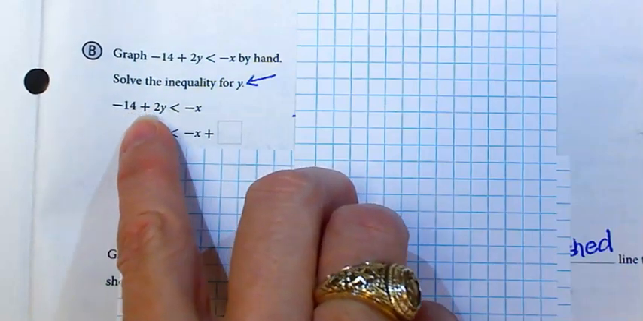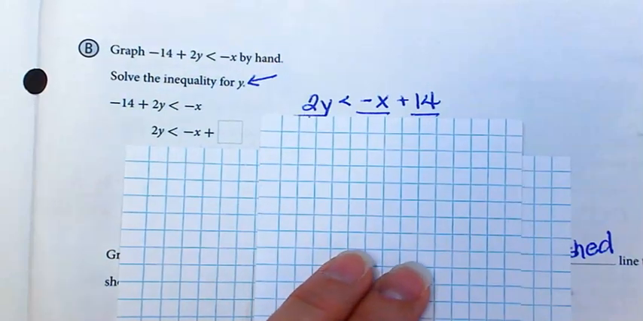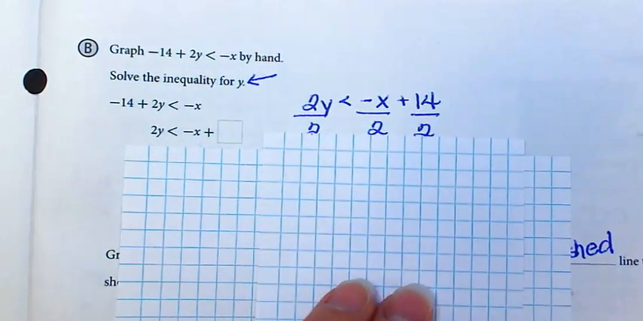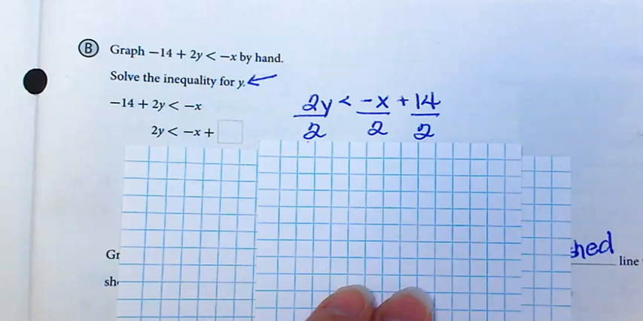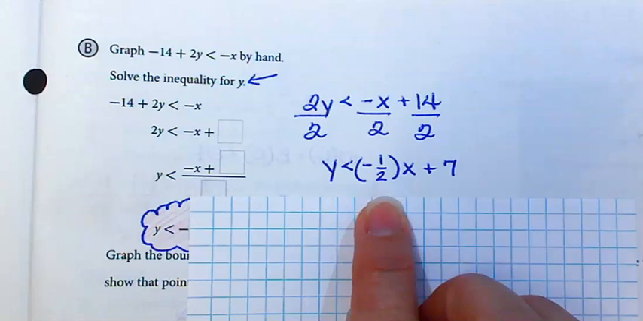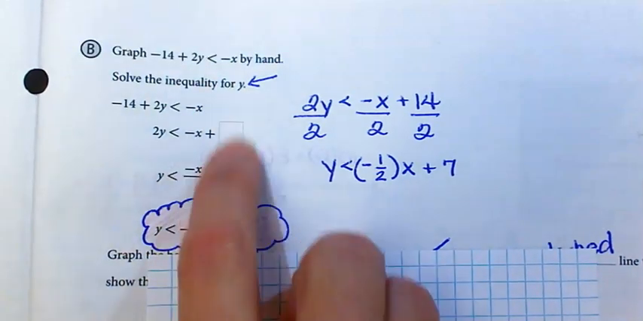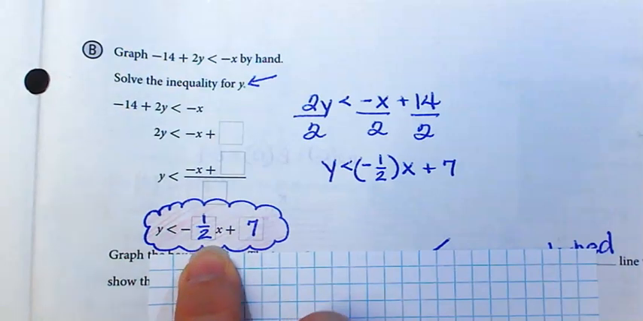And so I'm going to move the 14 over like so by adding 14 to both sides. Then I'm going to divide both sides by 2. And when all of that is said and done, here's what I get. Okay. And here's what they got. It's just I didn't fill in the little boxes. Okay. So we have y is less than negative 1/2 x plus 7.